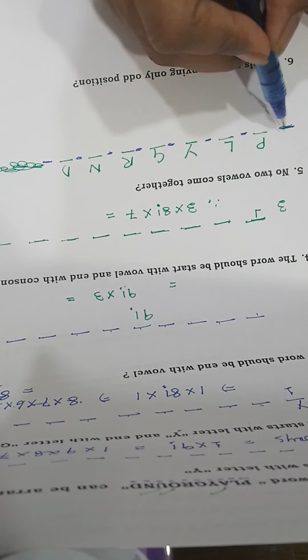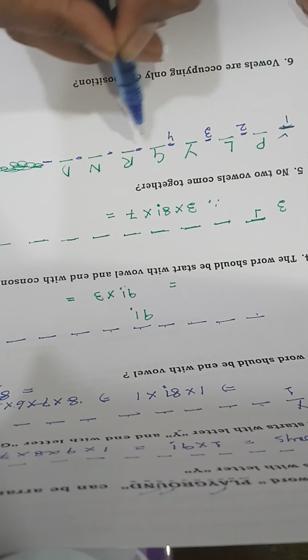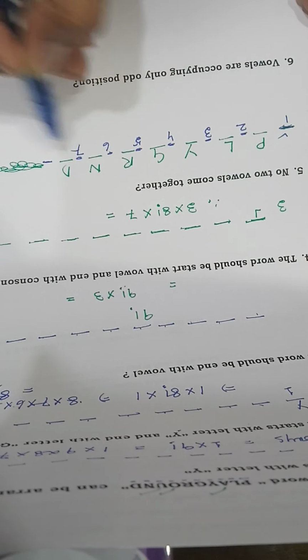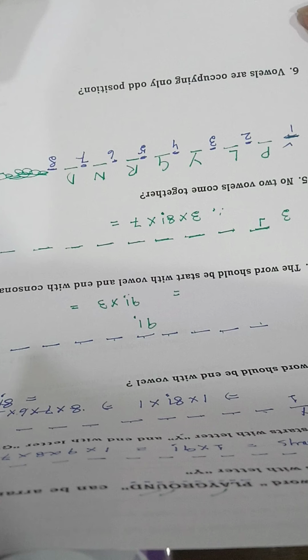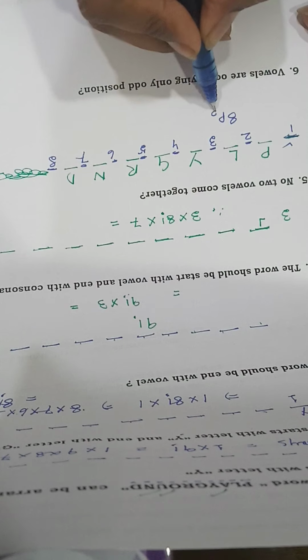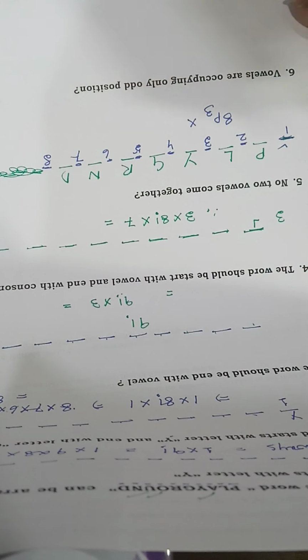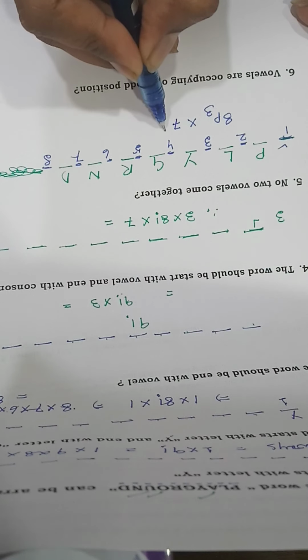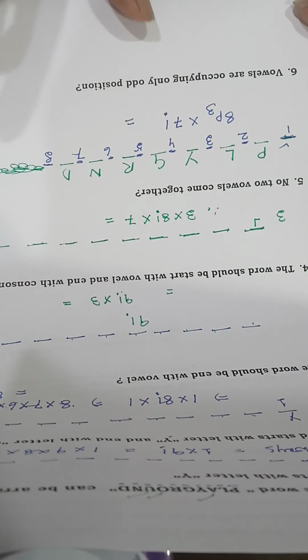So how many gaps are there? The gaps are 1, 2, 3, 4, 5, 6, 7, 8. There are 8 gaps. And how many vowels are there? There are 3 vowels. So, as we said earlier, we can write 8P3, because there are 8 places and you have 3 vowels, into how many consonants are left? There are 7 consonants, into 7 factorial. Put down the answer. Very simple manner that the vowels do not come together.